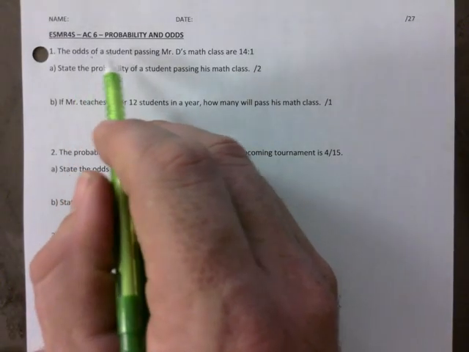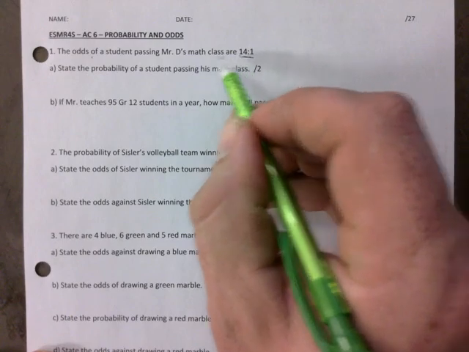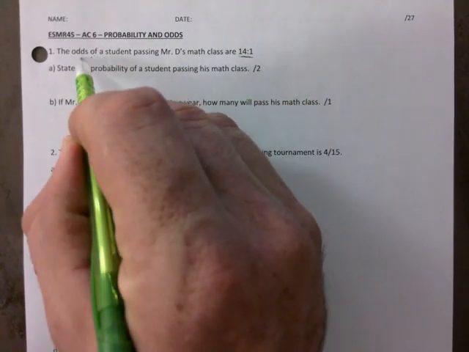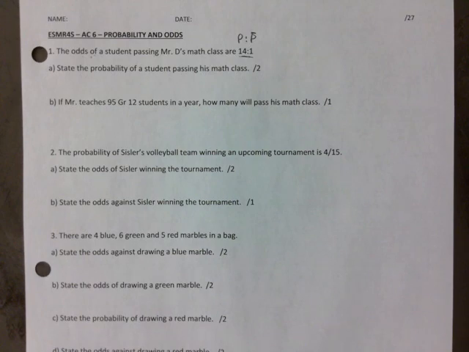So the odds of a student passing Mr. D's class would be 14 to 1. Okay, so odds of, or odds in favor of passing. So that means that this is passing, this is not passing. Okay, all right.